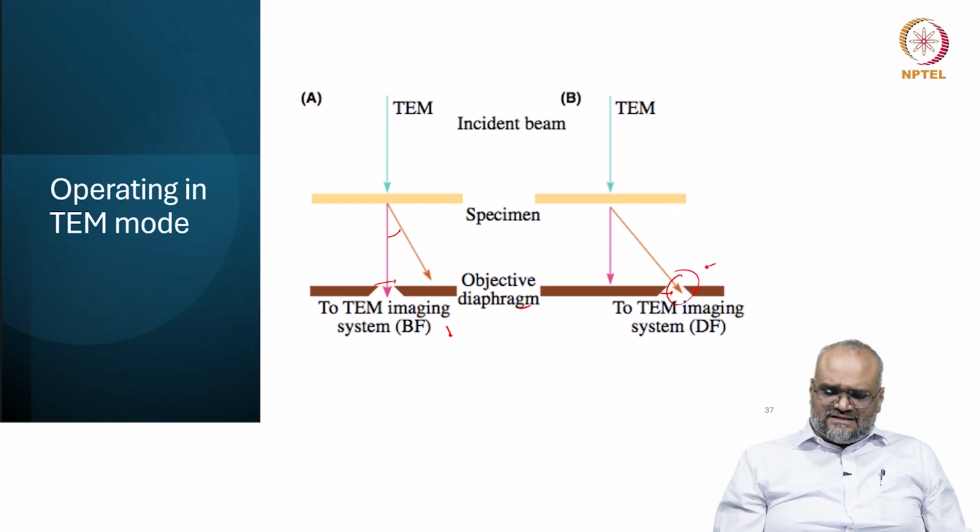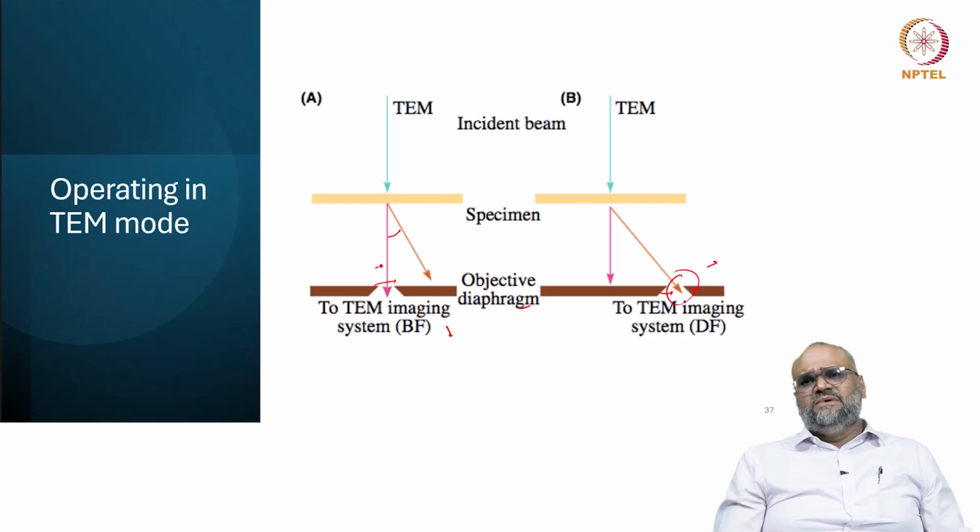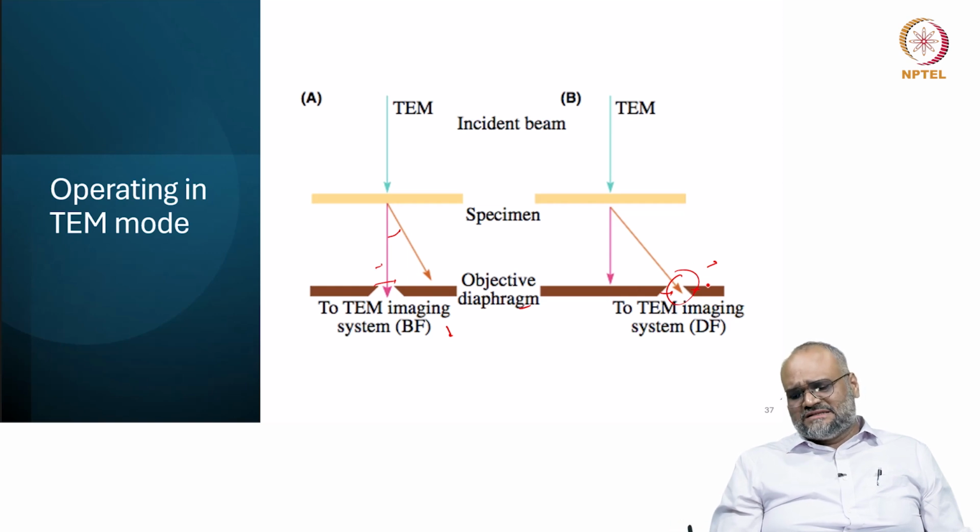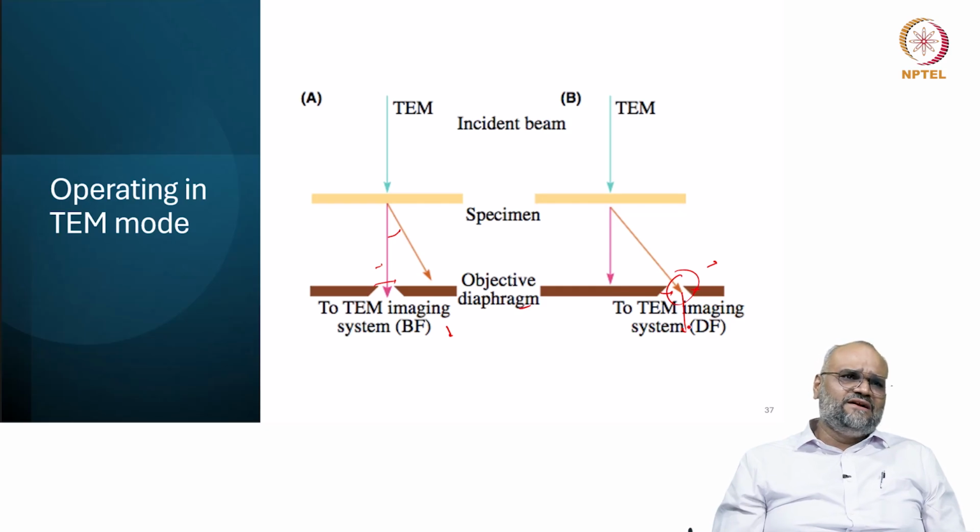This is actually a weaker beam than the central beam. So, this is called weak beam diffraction conditions, which is then used to image and obtain what is called a dark field image.